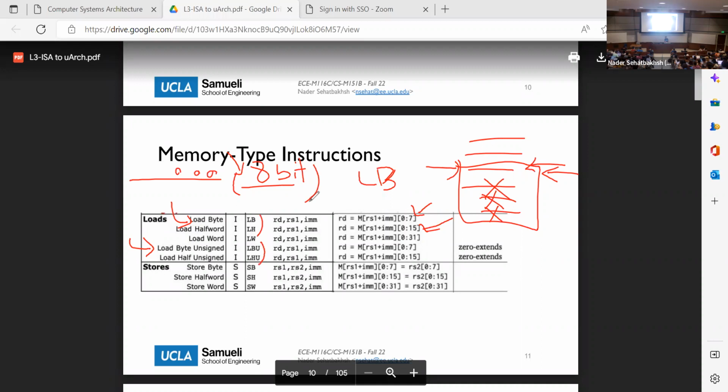And of course, we don't have load word unsigned, because we're assuming that when you're doing the load word, you're loading the entire 32 bits, right? So whether you like it or not, you're going to get the sign as well. You can treat it as unsigned, that's fine, but you're going to get the whole 32 bits together.